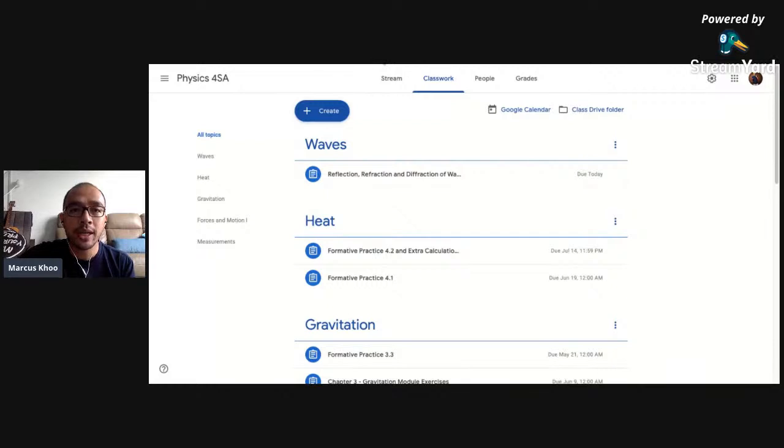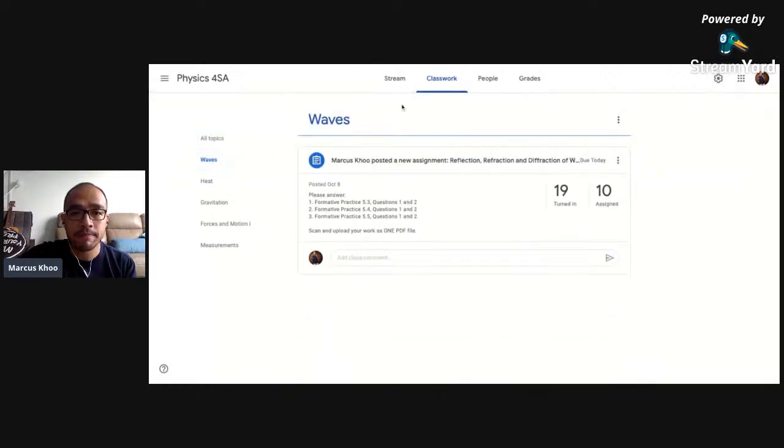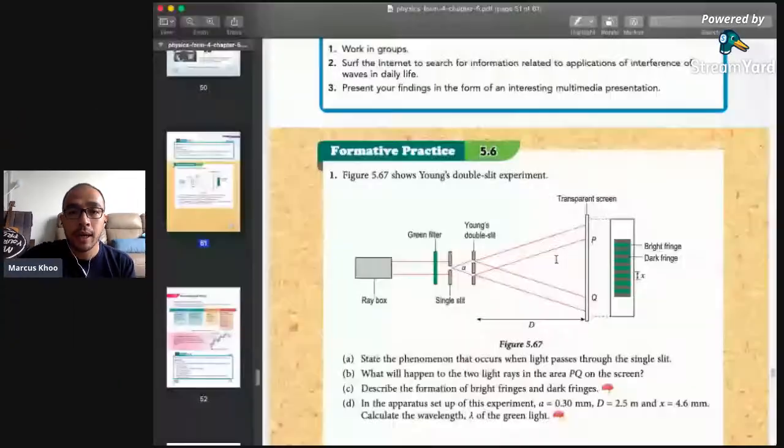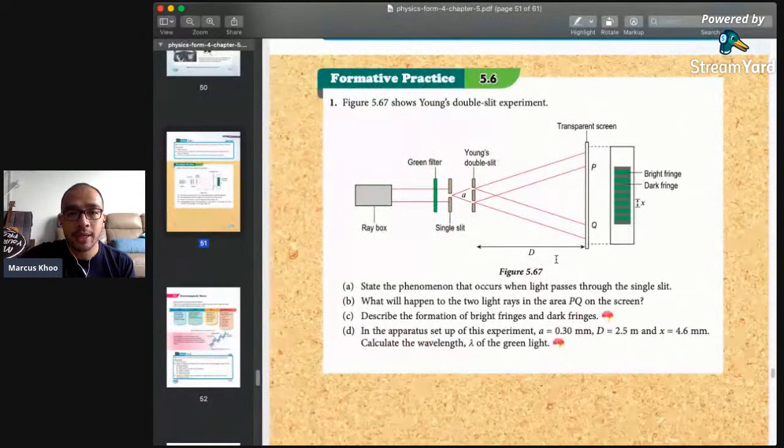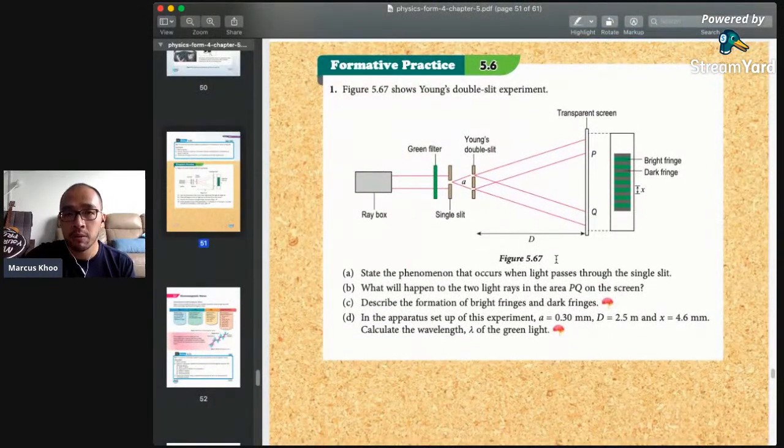Anyway, your homework is in your textbook. I think it is page, oh no, I must have made it disappear. Never mind. Please answer page 219 in your textbook. There's only one question, so it's a very simple homework for this week. Page 219, formative practice 5.6. Answer the whole of question 1. I will give you the link to send your work in the Google Classroom later.